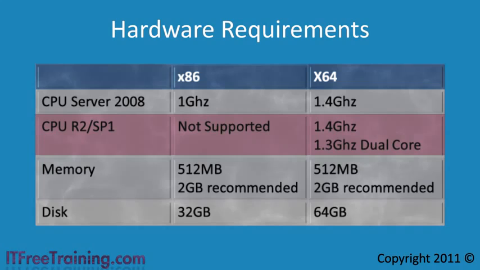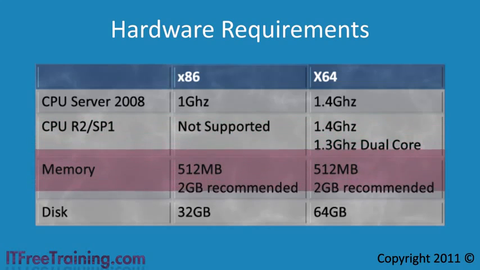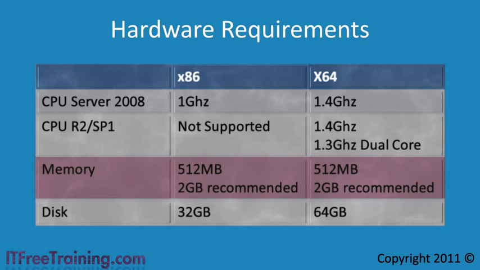If you are running Windows Server 2008 R2 with or without the Service Pack 1 on a 64-bit system, you need to be running, once again, a 1.4 GHz CPU. If you are running a dual-core 64-bit CPU, Microsoft has dropped the requirement to a 1.3 GHz CPU. Windows Server 2008 R2 does not support 32-bit CPUs, so you will need to run Windows Server 2008 if you have a 32-bit CPU. For RAM, Microsoft recommends a minimum of 512 megabytes of RAM.